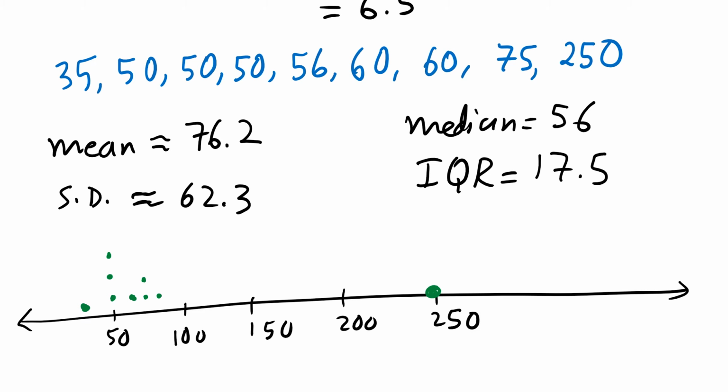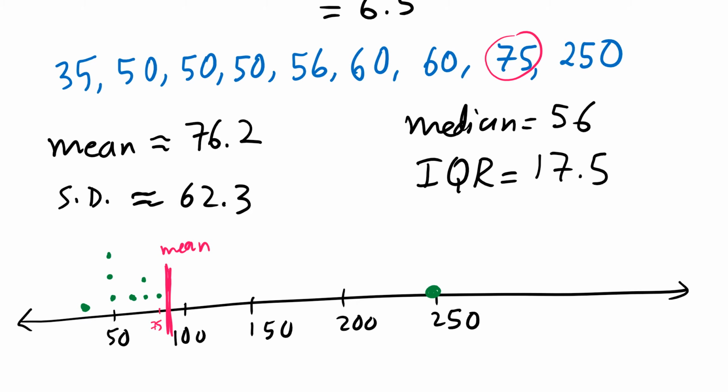Now, if we look at the mean, where is the mean? The mean is 76.2. This is 75, so 76.2 is somewhere here. That's where the mean is. That's not a good center for this data because it's more than most of the data in this set. It's more than most of those observations. So the mean is not a good measure of central tendency in this case.